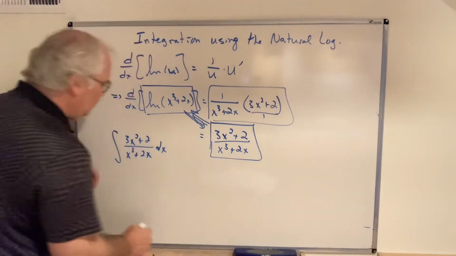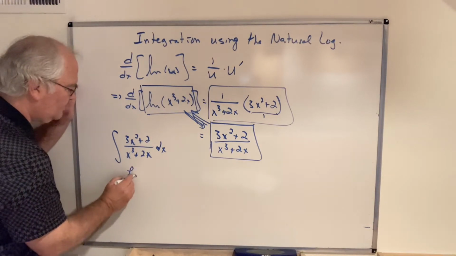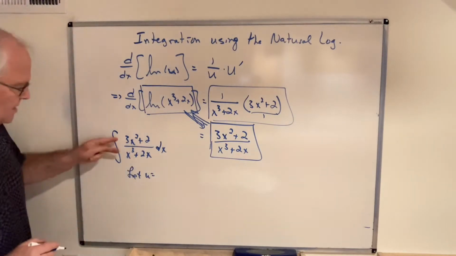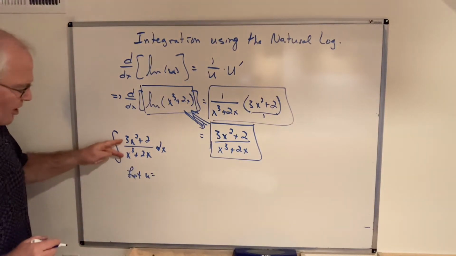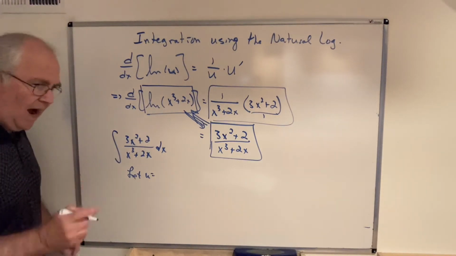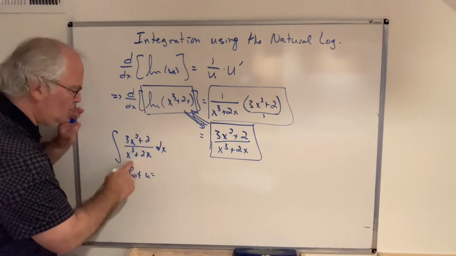And so what we're going to do is this. We're going to do a u substitution. Let u equal, and a common occurrence for this sort of expression, when you have the fraction involving polynomials, a common attempt, or one thing you can try, is to let u equal the denominator.